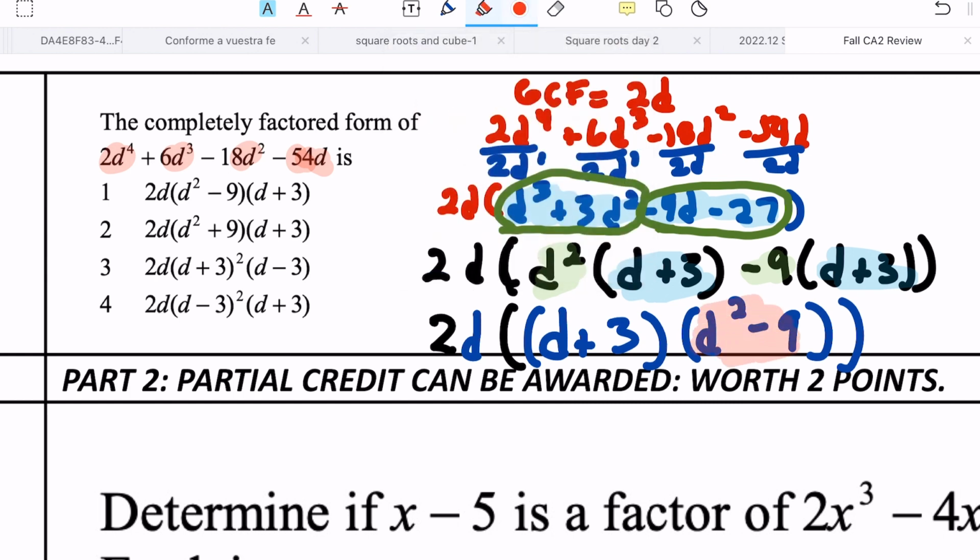Right? Okay, actually I can factor that even further. But they don't do that here, actually. Alright, so based on our choices, our answer is going to be 1.